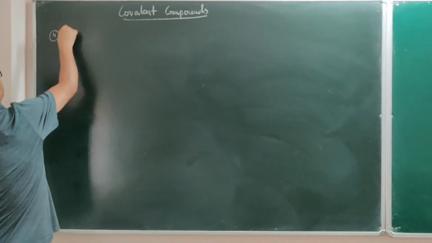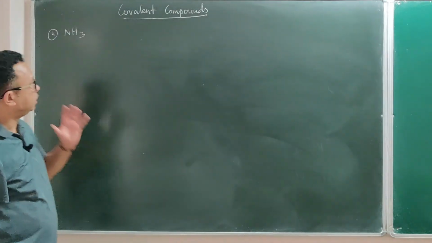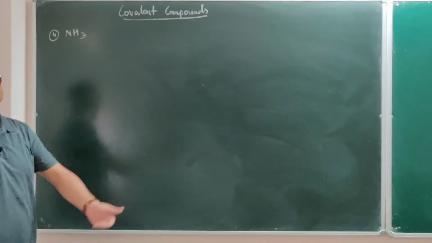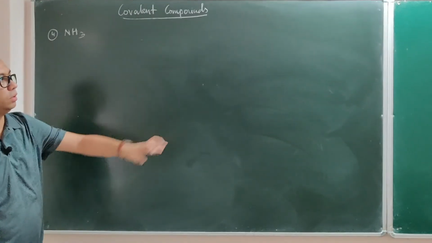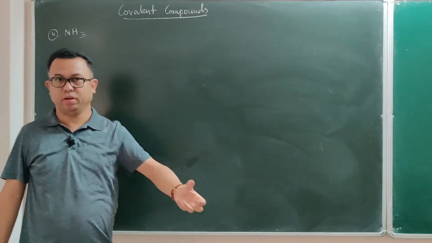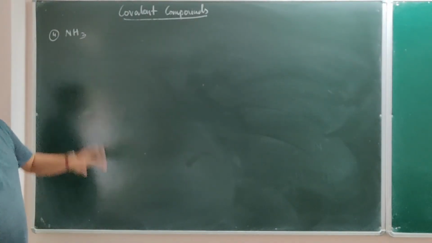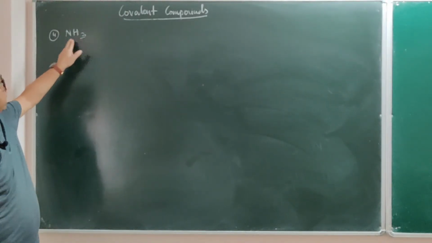Okay, 4th one. In ammonia, the combining atoms are not same. Now please understand, ammonia is important because when you go to coordinate compound, ammonia and water, these 2 will be playing a very important role. Ammonia becomes ammonium and then water becomes hydronium. So that's why you have to do the structure carefully. Now the combining atoms are not same.